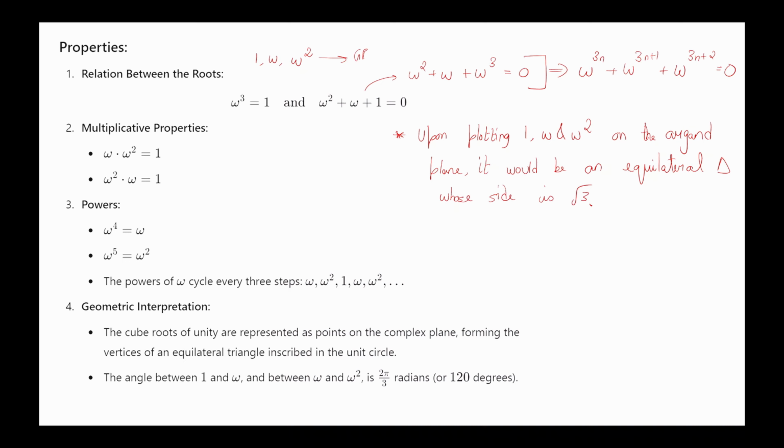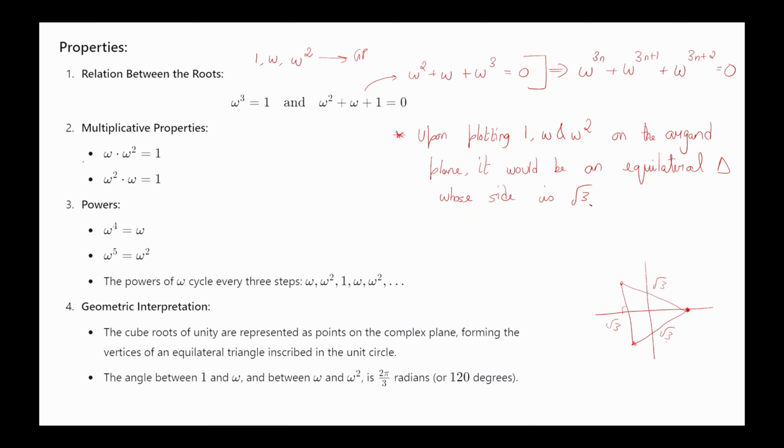So of course you can try it out by yourself. Let's say this is my graphical structure. I'm going to have my 1 somewhere here, my minus half plus root 3 by 2 iota. Where is it going to be? It is going to be somewhere here. And the other one, omega square, is simply the conjugate of it, so it is going to be somewhere here. So if I join all these 3 points, I'm going to get an equilateral triangle of side root 3. So keep this thing in mind. This is perpendicular to my real axis.